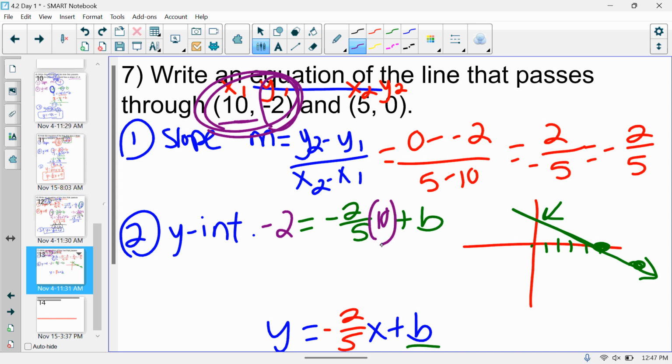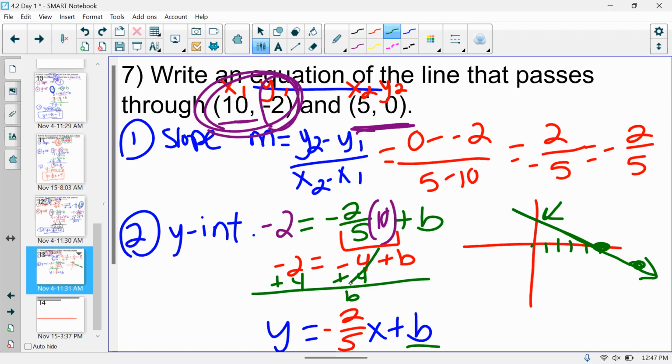One more time, guys, I want you to understand, you could have used this pair, and put 0 here and 5 here. It doesn't matter which pair you pick, okay? But negative 2/5 times 10 is going to give you negative 4. And then we would have to add 4 to both sides. So you should have gotten that B was 2. So we can finish our equation here, okay? How many of you got that right on your own?